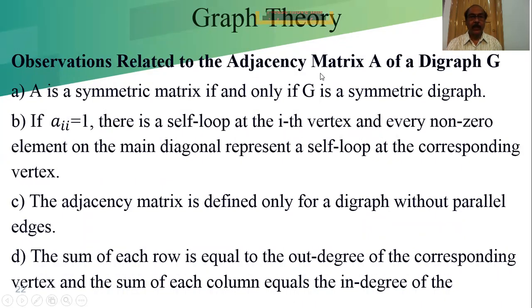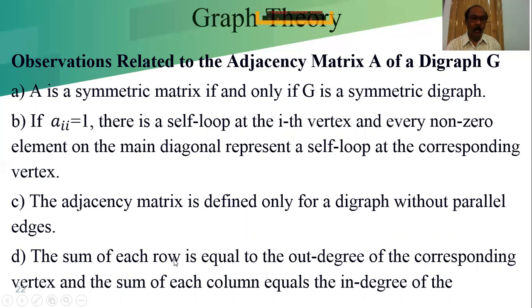Now observations related to the adjacency matrix of a diagram G. A is a symmetric matrix if and only if G is a symmetric diagram. Symmetric diagrams we normally do not get. If Aii is equal to 1, there is a self loop at the ith vertex, and every non-zero element on the main diagonal represents a self loop at the corresponding vertex. That I already said. The adjacency matrix is defined only for a diagram without parallel edges.